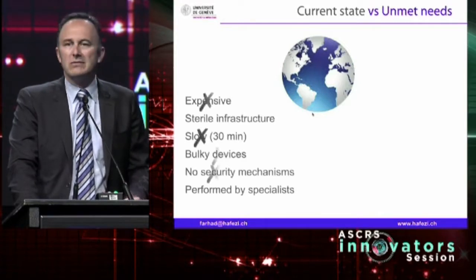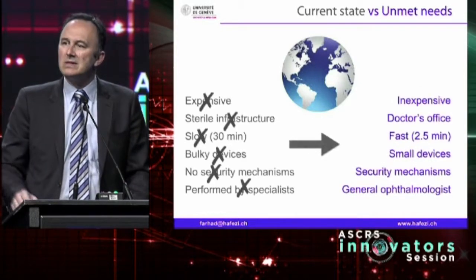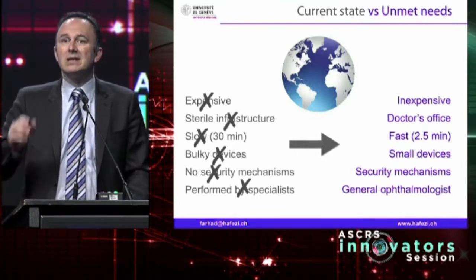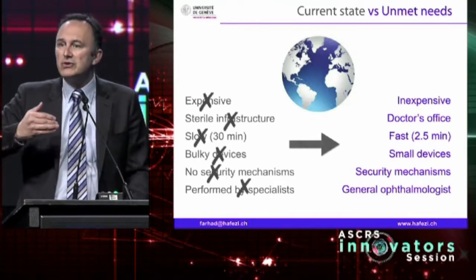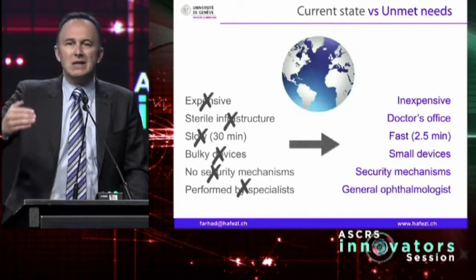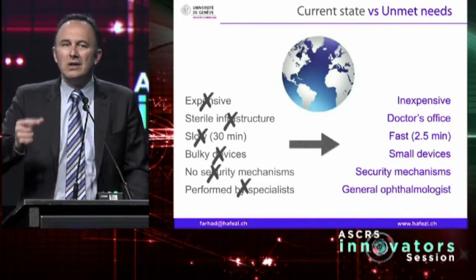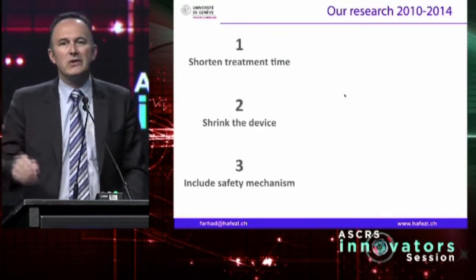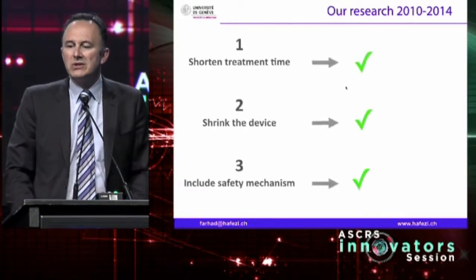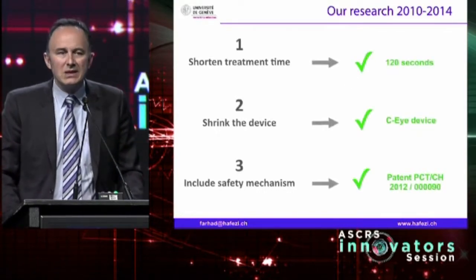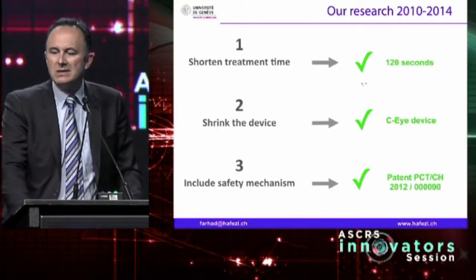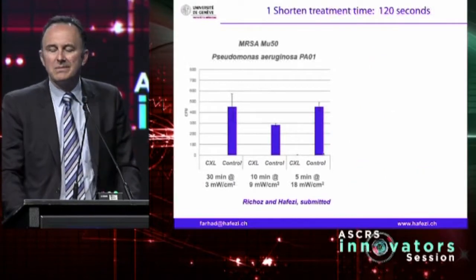To be effective on a global level, we need to make it inexpensive, take it into the consultation room, make it fast, implement security mechanisms, and give it into the hands, that's the dream, of the general ophthalmologist. And not treat the end stage of an ulcer, treat the infiltrate, treat the early stages of the disease. So our research group in Geneva has been focusing on these 3 aspects in the past 4 years.